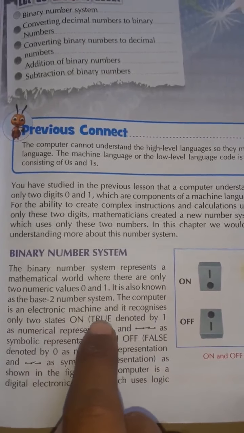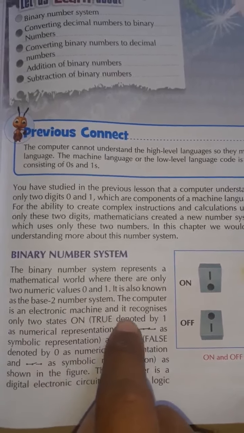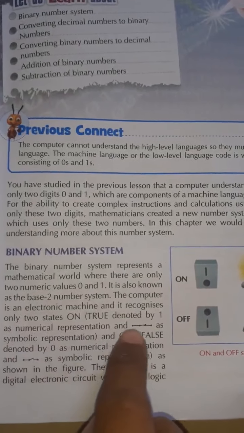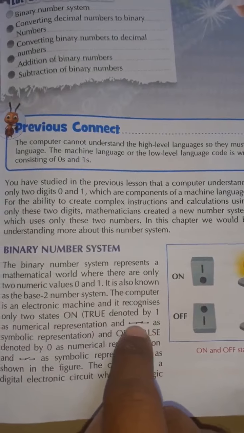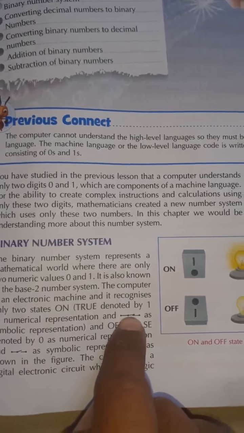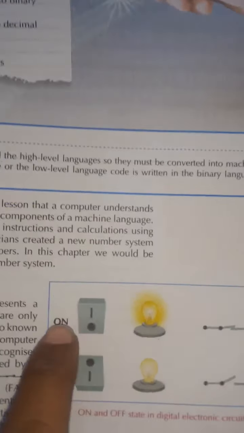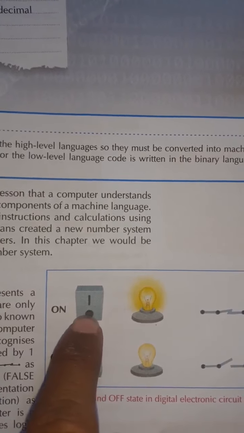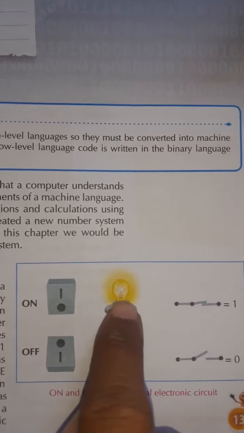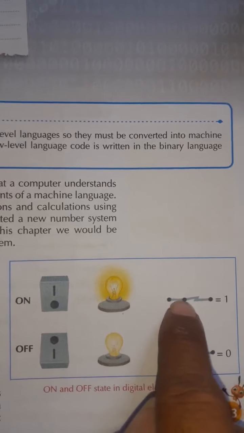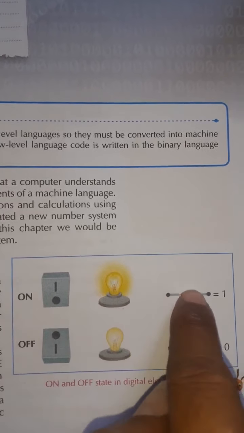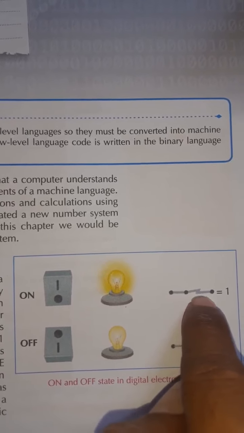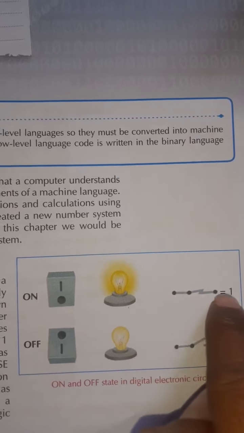On means true, and true is denoted by 1. And the numerical representation is in this way. This is the electronic circuit. The electronic circuit looks like this. This is the button, on, and the light is on. This circuit is complete. Here the circuit is attached, which means the circuit is complete, means true.